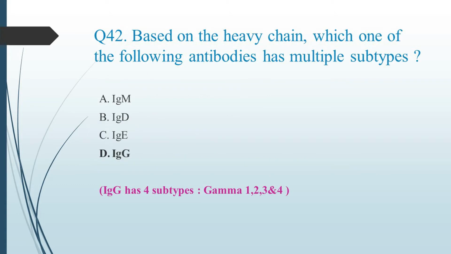Question number 42 says, based on the heavy chain, which one of the following antibodies has multiple subtypes? So only IgG and IgA have subtypes. IgG has 4 subtypes: gamma 1, gamma 2, gamma 3 and gamma 4. So option D, IgG, is the right option.